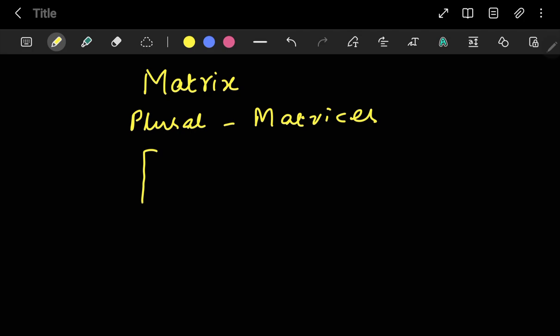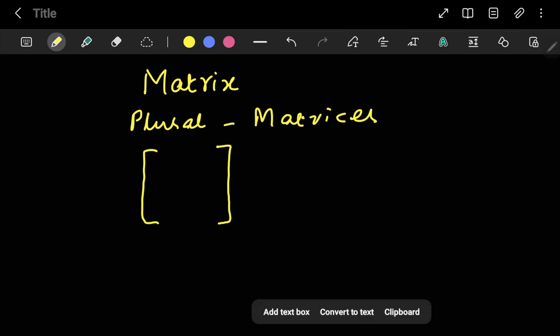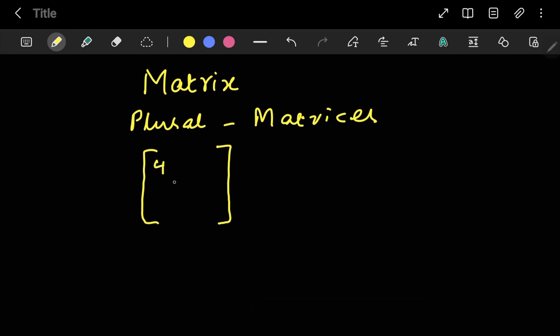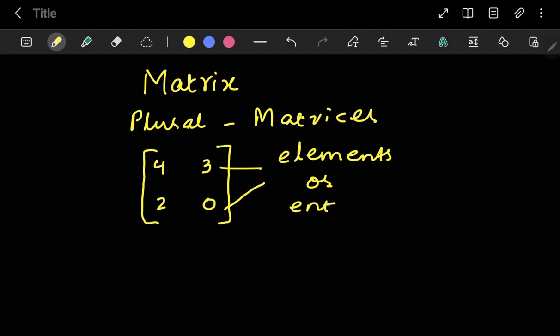An example of a matrix: these are the brackets, and the numbers are enclosed in a bracket. These numbers inside the brackets are called elements or entries.